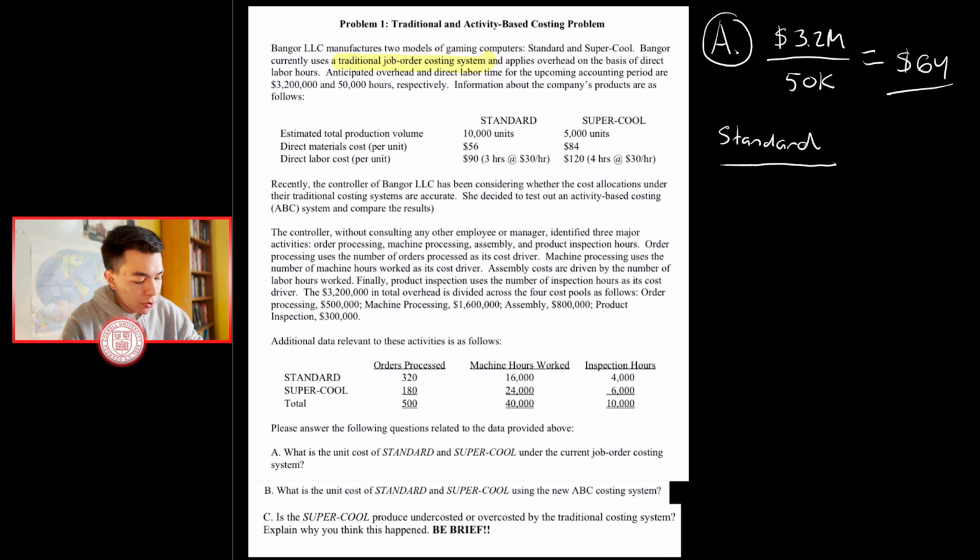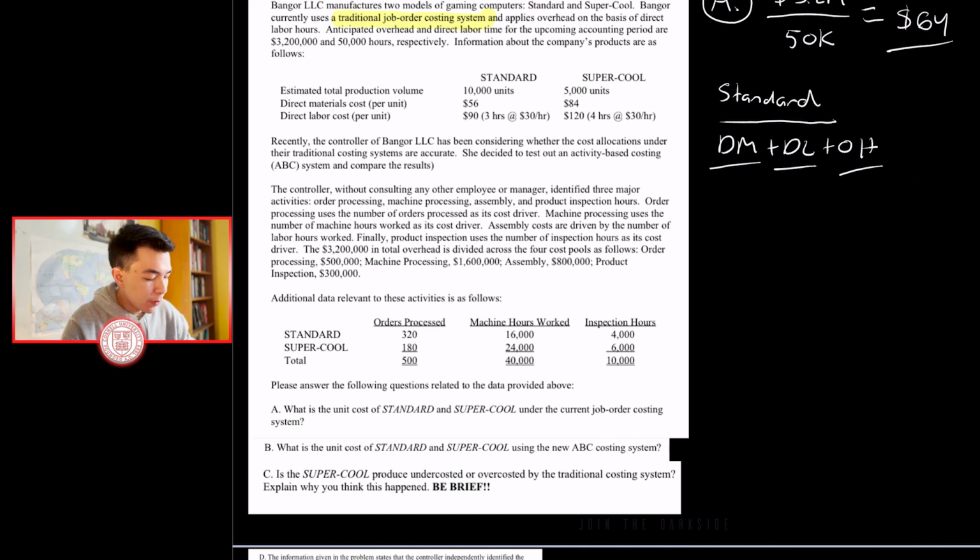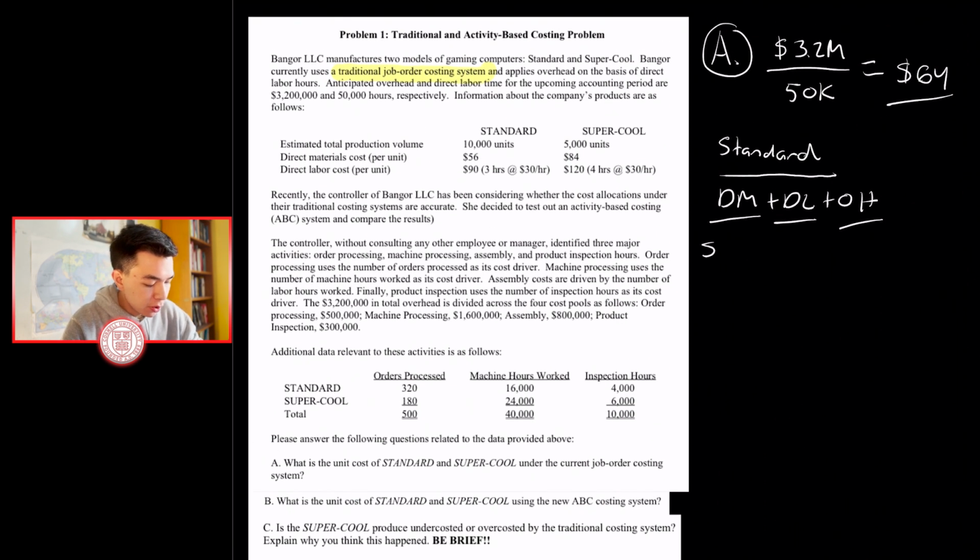And remember, what we gotta do is DM plus DL plus overhead, right? So DM is direct materials, DL is direct labor, and OH is overhead, okay? And we gotta add those three together to find our unit cost. So I'm gonna add our direct materials, which is 56, add our direct labor, which is 90, and our overhead is gonna be 64 times 3.